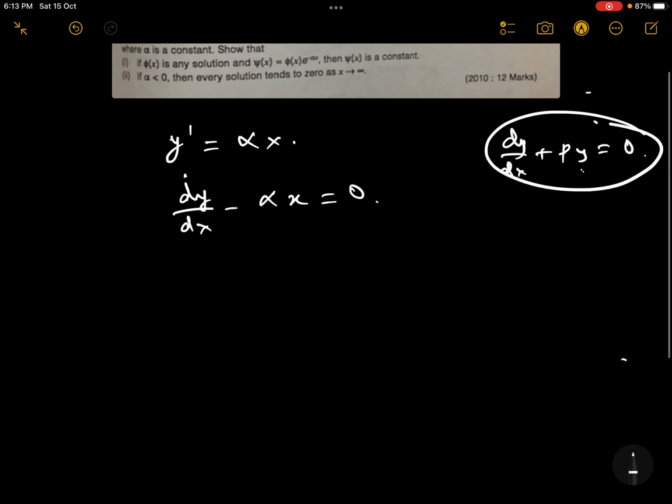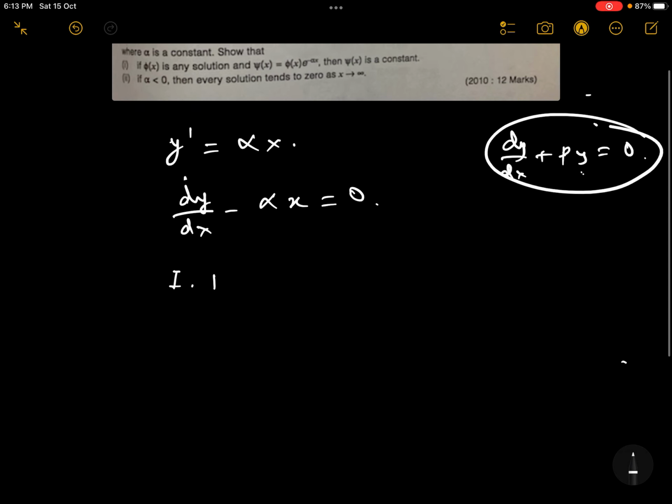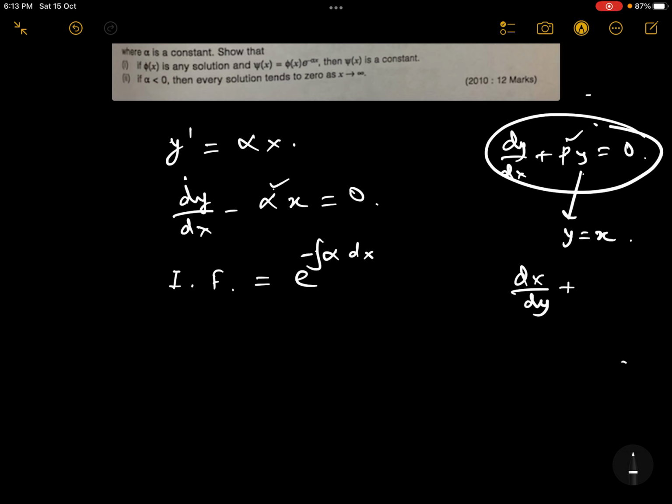In this case, we will find the integrating factor. This is equal to e power integral of this coefficient, this p. Our p is alpha only, minus alpha rather, dx. This can be confusing, okay? In this case, y is equal to x, that's why. And there is another standard form also, dx by dy plus p of y equal to q also is there. But don't get confused with this one. I was confused before while I was solving this problem. Minus alpha x.